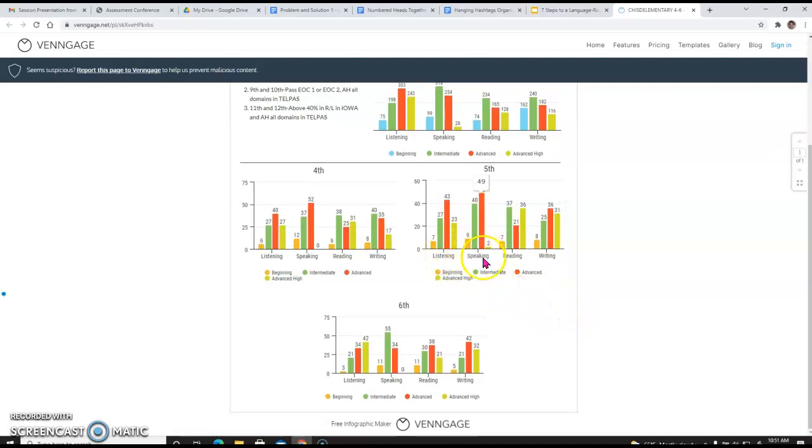Again, we have that red that pretty much stands out along with the intermediate. We do start seeing some advanced high, but advanced high is not predominant throughout all of the domains. Rather, we see it a little bit more in reading and writing, sometimes a little bit more in listening, just kind of depending on the grade level, as you can see there.